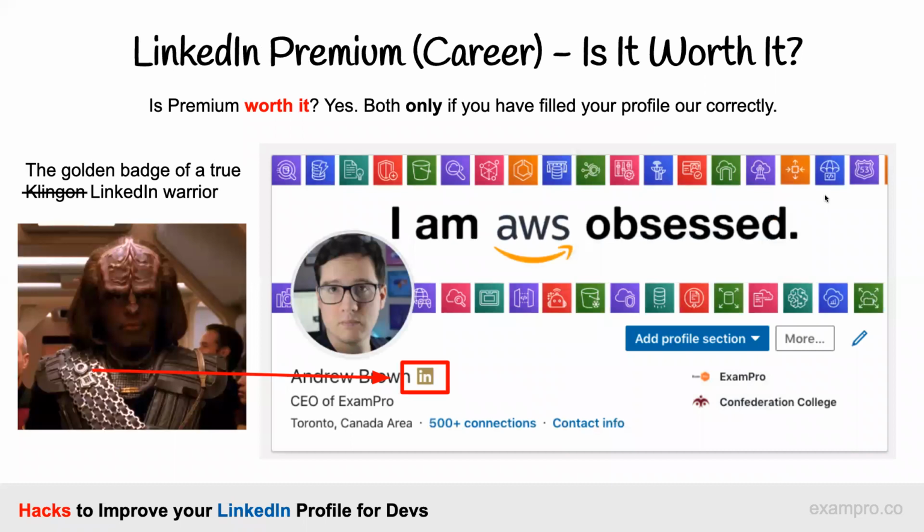Well, let's talk about LinkedIn Premium. I pay for LinkedIn Premium, and everybody asks me, is it worth it? I say yes, but only if you have your profile filled out, okay? I see people buy it and think they're going to get a job tomorrow, and then nothing better happens for them. You can see if someone has this little badge, that means they're paying for LinkedIn, okay?